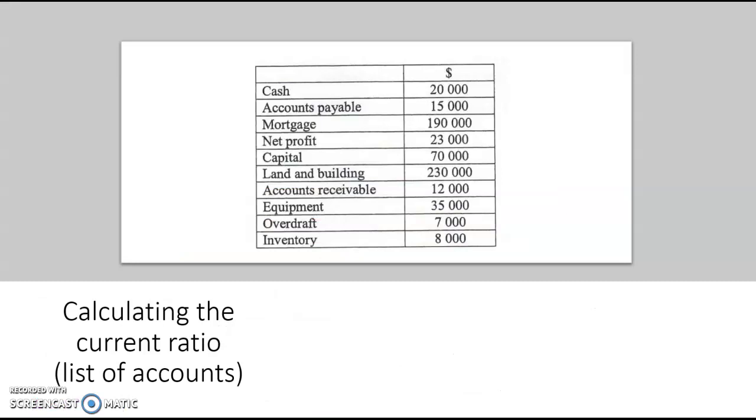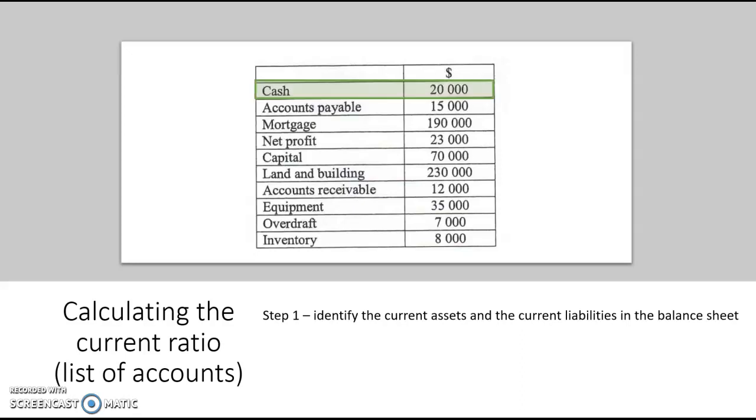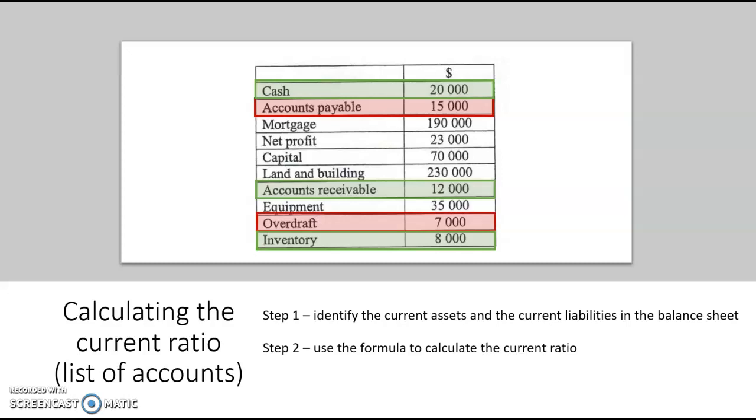The most challenging way that they can ask this question is just to give you a list of accounts. It's actually not any more difficult than any of the other ones, it's just really testing, do you know your classifications? So step 1, you have to identify which of these accounts are going to be current assets and current liabilities. Ignore everything else. So we know that our cash is going to be a current asset, as is accounts receivable and inventory. We know that accounts payable will be a current liability, and the only other current liability there is our overdraft. Step 2, we just use the formula as before.